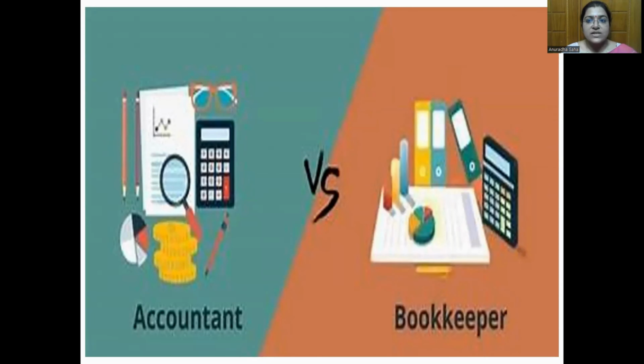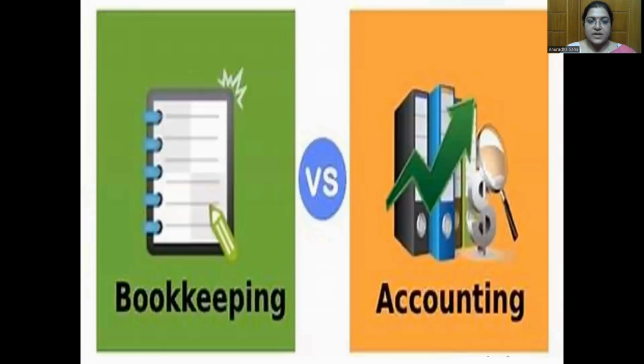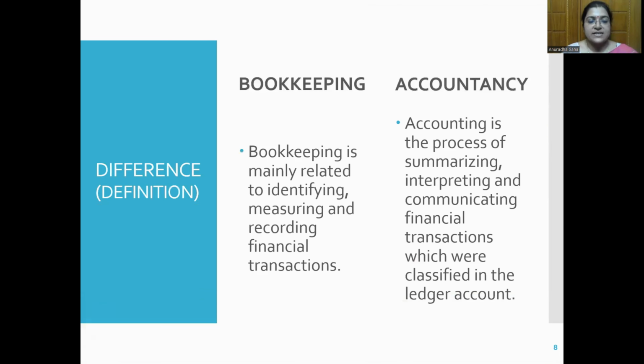So who does accounting? Accounting is done by an accountant. And who does bookkeeping? A bookkeeper does the bookkeeping part. Now, we are going to look into the difference between bookkeeping and accounting. So let's go. We have about 8 to 9 differences recorded over here. These will cover mainly all your differences.